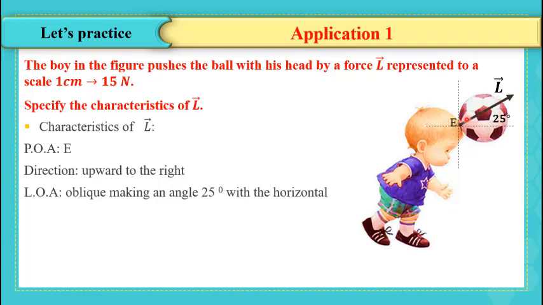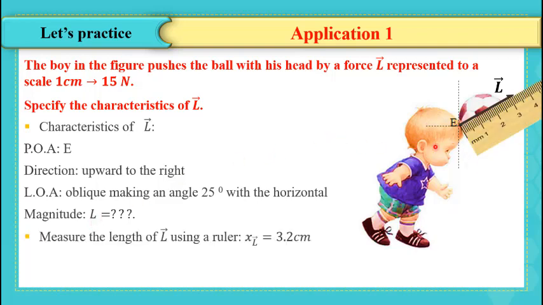In our case, it is an oblique line, making an angle 25 degrees with the horizontal or 65 degrees with the vertical. The fourth and the last characteristic is the magnitude. Since the name of the force is L vector, then the magnitude is L without vector. As we have mentioned in the previous slide, the magnitude of the force is indicated by measuring the length of this vector. Then you need to use a ruler.